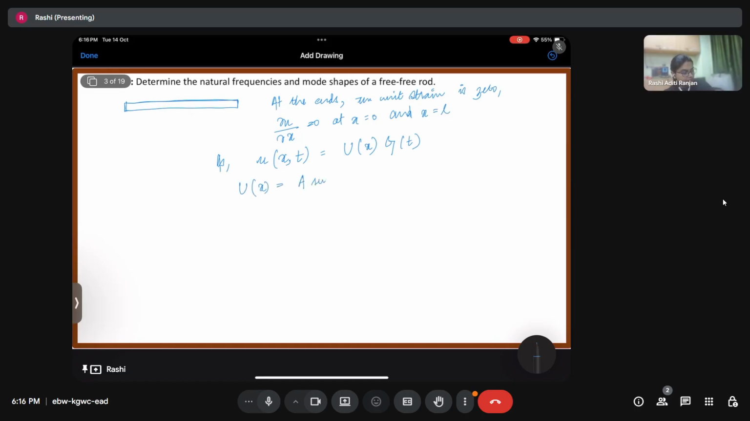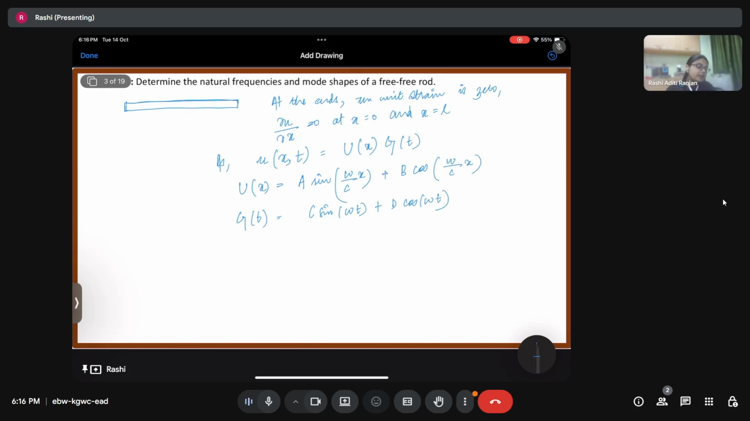A sin(ωx/c) plus B cos(ωx/c). Okay, so u is a sinusoidal kind of function which is dependent only on x. And then we have g, which is a function of time, given as C sin(ωt) plus D cos(ωt). Okay, so if we combine this, we get u of x.